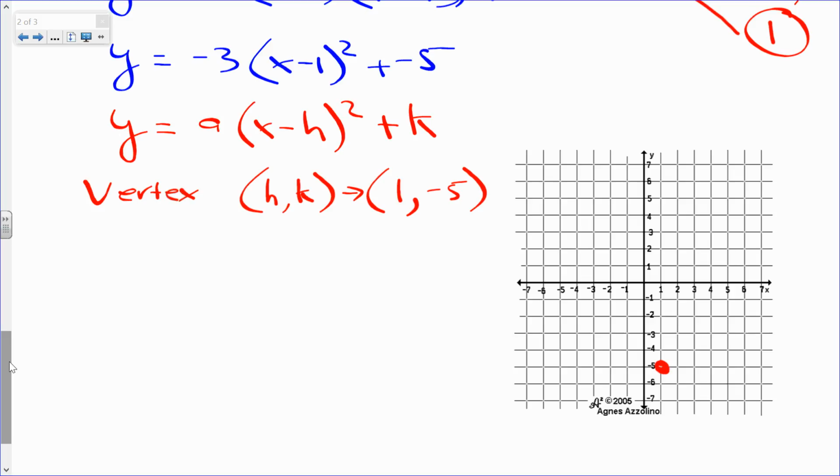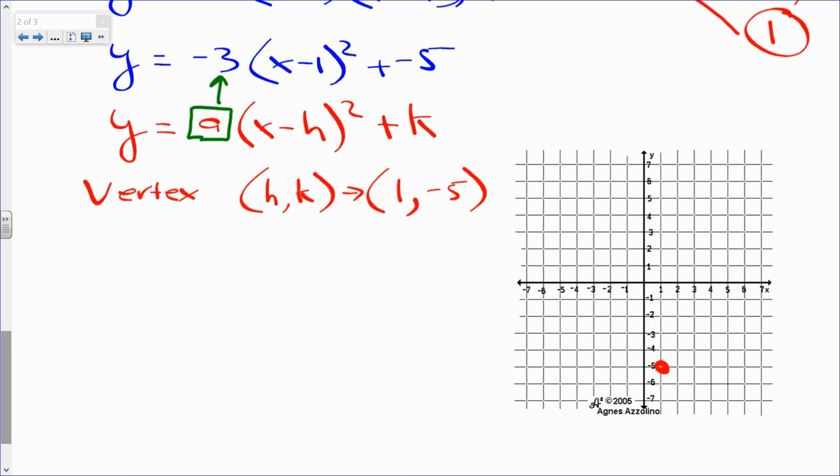Now what I want to do is give you a little FYI about the parabola. Notice how on vertex form you have this a value. In this case, the a value is going to be -3. Whenever that a value is negative, the parabola opens down. That means the parabola is coming like this. If that a value is positive, that parabola is opening up.